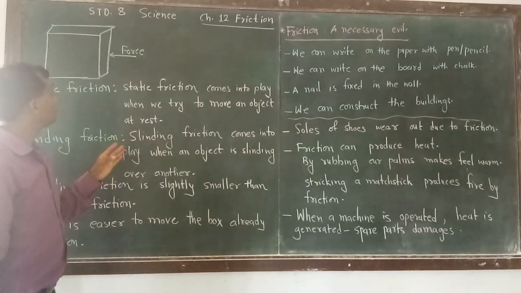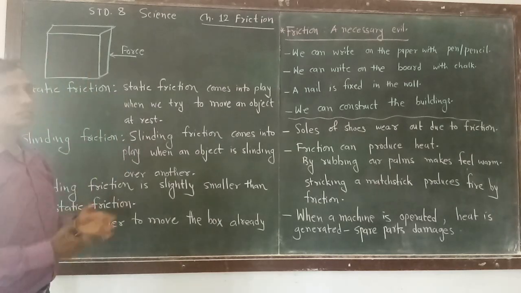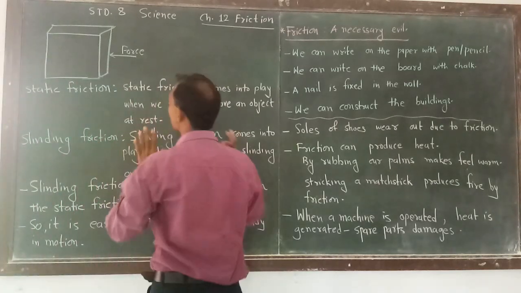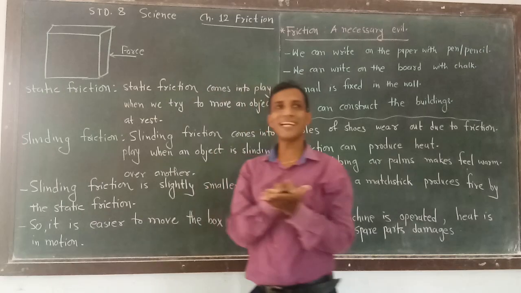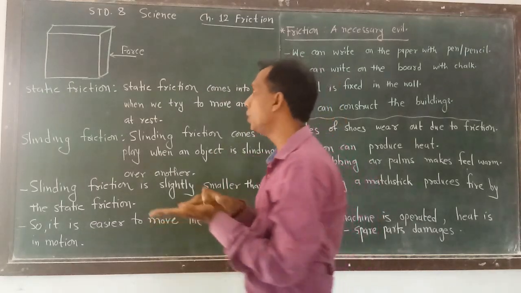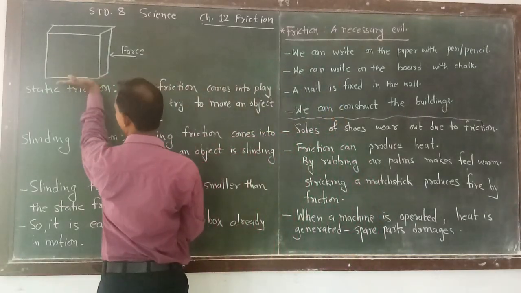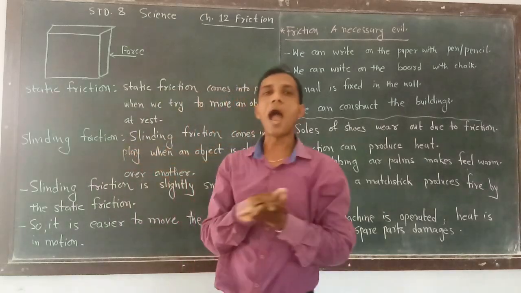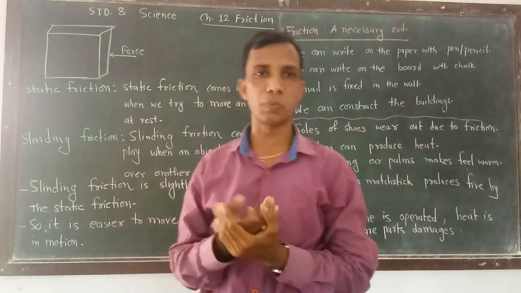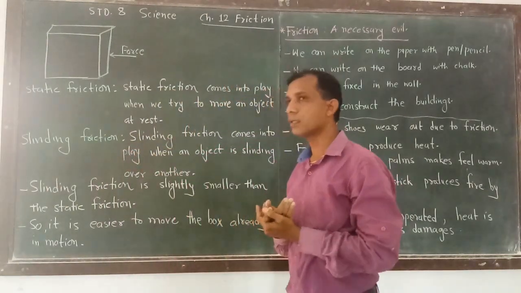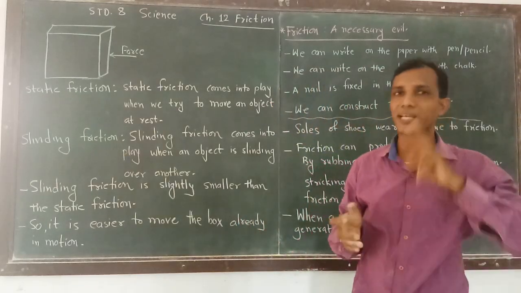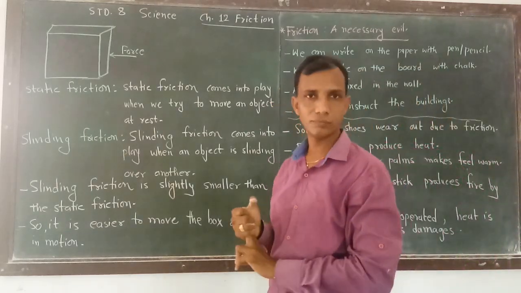So students, here there is a heavy box and we apply force on one side. There is contact between the floor surface and the box surface. They are in contact with each other, and a large amount of friction is produced. So here there are two types of friction: static friction and sliding friction.